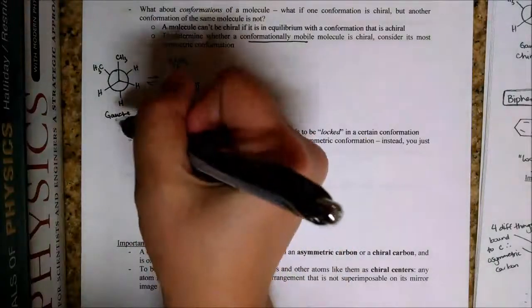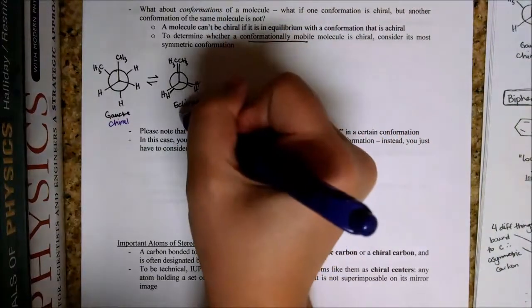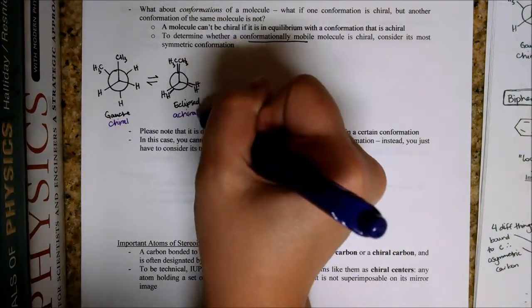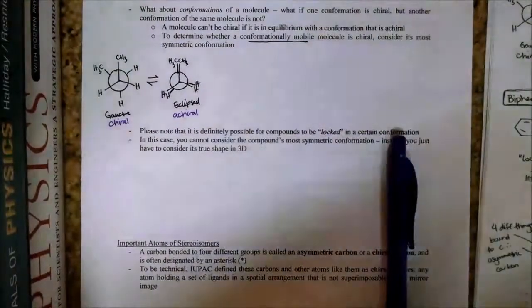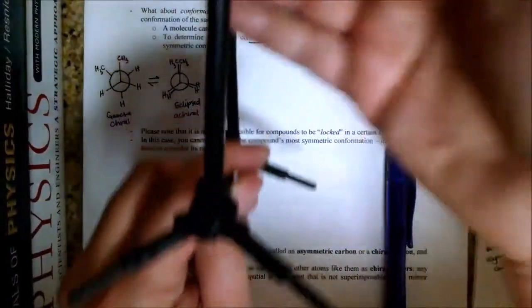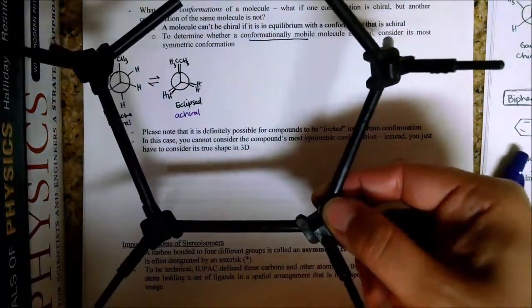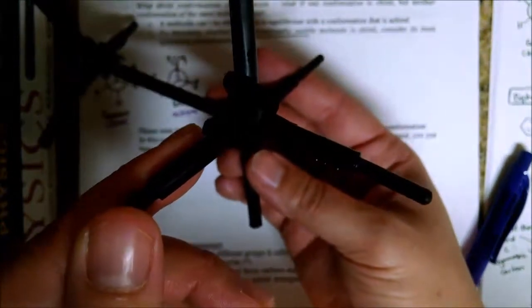And the gauche, I said, was chiral. There's no internal mirror plane there. But the eclipsed is achiral. Just right in between the two carbons is the mirror plane. Let's see if we can make it with our model kit really quick. So here was eclipsed butane. Looking down that carbon, if you cut it right down the middle, there's an internal mirror plane. But if you're gauche, if you're slightly altered, let's make it look like the one on there, then there's no more internal mirror plane.